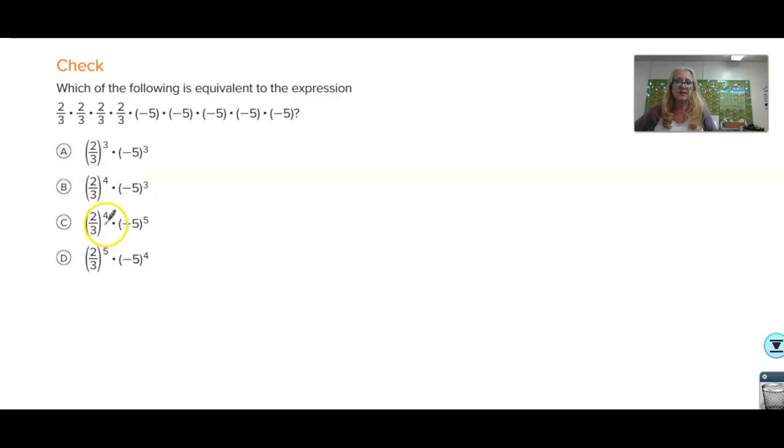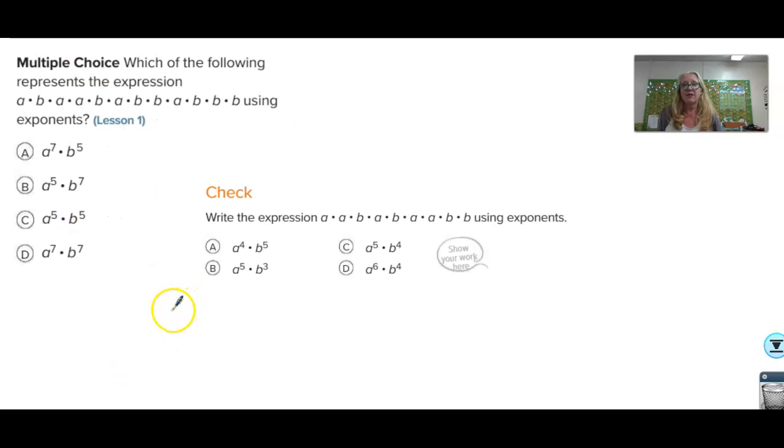It's going to be one of these two. But how many -5s are there? 1, 2, 3, 4, 5. There are 5 of those. So the correct answer is C, because there are 4 2/3s and 5 -5s. Memory lane.